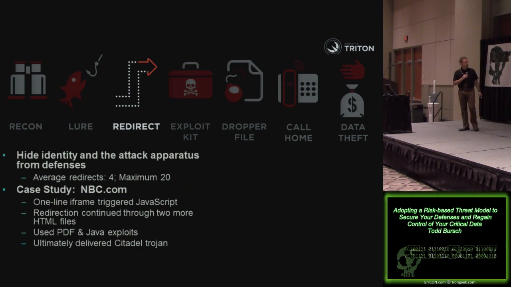In the case of NBC.com, it was a one-line iframe that triggered a JavaScript, which redirected to 2 more files, and then there were a couple of other exploits that would potentially trigger depending on what they were doing, and it ultimately delivered the Citadel Trojan. That Citadel Trojan was a remote access keylogger. That was the same malware that was implanted on that HVAC company that was owned as part of the Target breach.